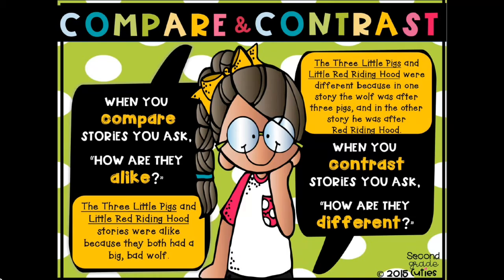So the Three Little Pigs and Little Red Riding Hood were different because in one story, the wolf was after three pigs, and in the other story, he was after Red Riding Hood. When you contrast stories, you ask, how are they different?